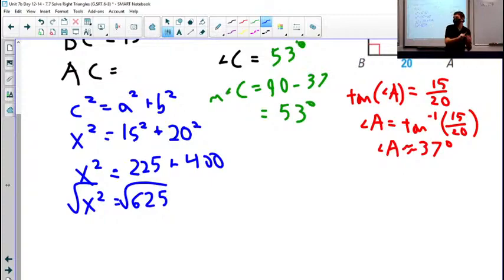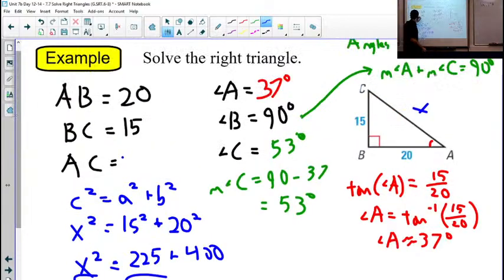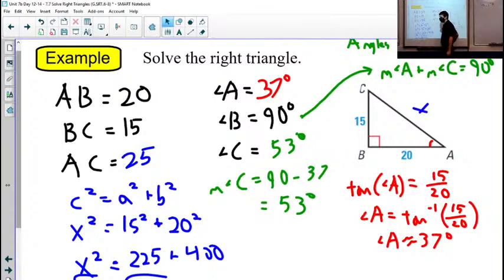And now that I've said that, let me throw that out the window, because the square root of 625 is 25, so I don't need to do any rounding at all. Side lengths to the nearest tenth, angles to the nearest degree, and now we have solved our right triangle. We have solved for all our sides and all our angles.